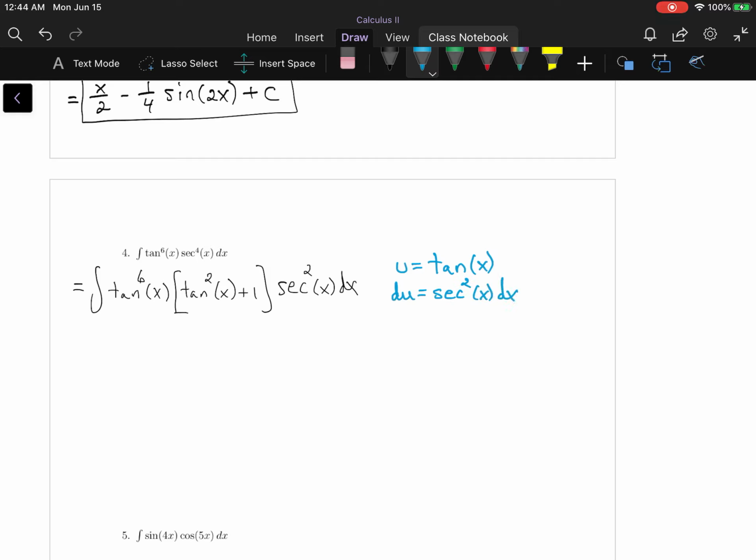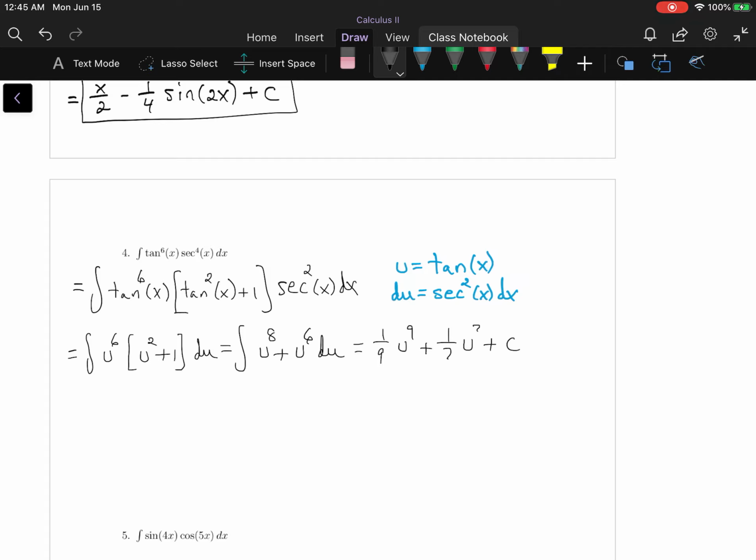of x dx. And when I make that substitution, we have the integral of u to the 6th times u squared plus 1, and secant squared x dx is du. And this expands very nicely into u to the 8th plus u to the 6th du, which is 1/9 u to the 9th plus 1/7 u to the 7th plus c.